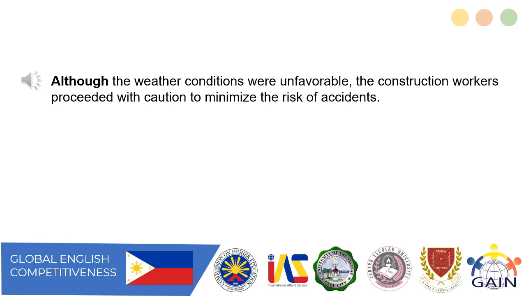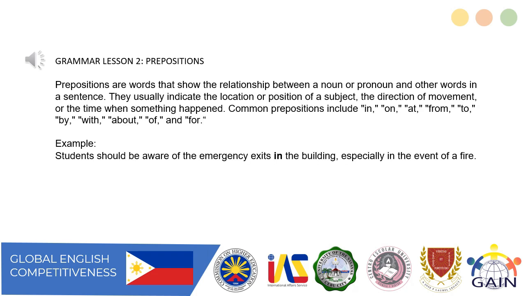Remember this, subordinating conjunctions connect two clauses in a way that shows a relationship between them. They often indicate a cause and effect, contrast, or time relationship. In simpler terms, they help explain why something happened. They show a difference or highlight when something occurred.